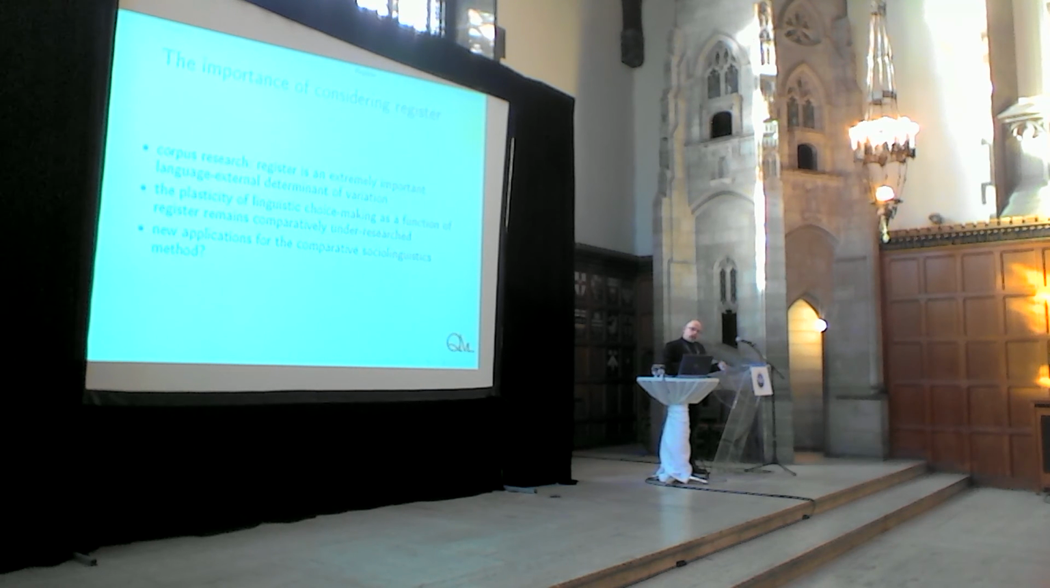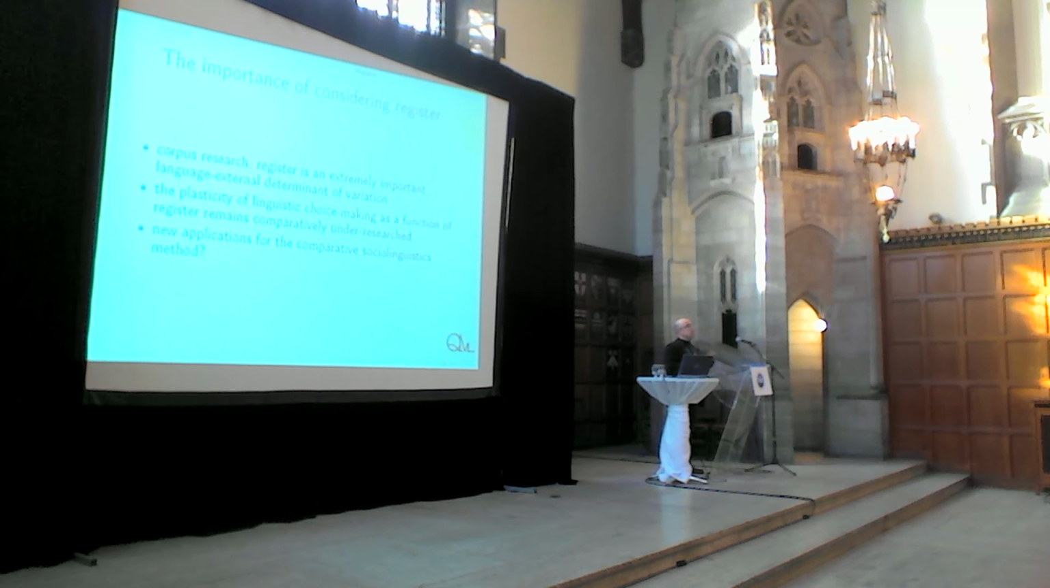Okay, so as I said in the beginning, corpus linguists would argue that register is an extremely important language external determinant of variation, and that it is unwise to restrict attention to just one particular text type or speech type. And I would like to add that the plasticity of linguistic choice-making as a function of register remains comparatively under-researched, and it's a theoretically really interesting question.